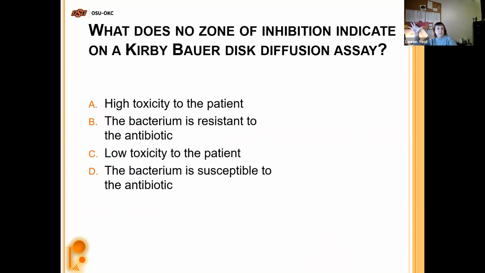So what does no zone of inhibition indicate on a Kirby-Bauer disc diffusion assay? If there's no zone of inhibition, so it's a disc, but everything grew, and that bacteria is not susceptible to that drug, right? So let's look through our choices. High toxicity to the patient. No, we can't tell that from Kirby-Bauer. Bacterium is resistant to the antibiotic. That might be a way that we could talk about it. Low toxicity to the patient, can't tell that from this. Bacterium is susceptible to the antibiotic, but we said there's no zone, right? With no zone, it is not susceptible to the antibiotic, so it's resistant to it.